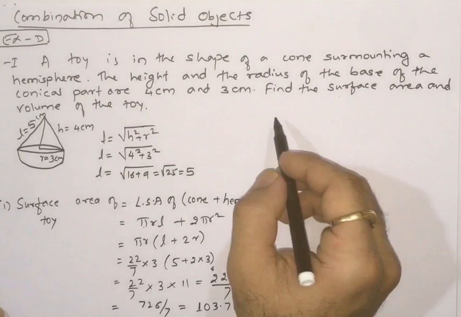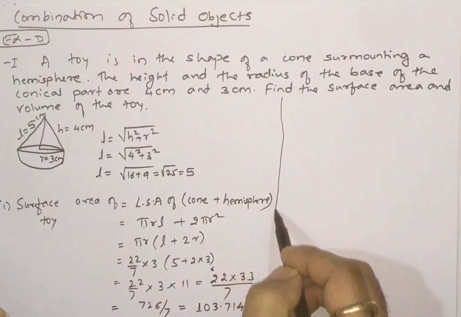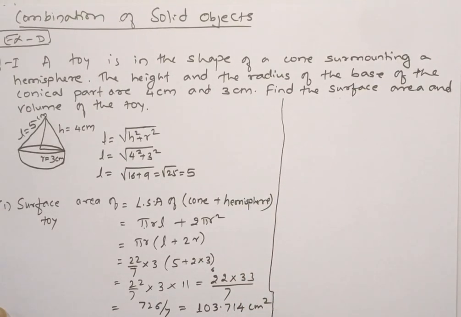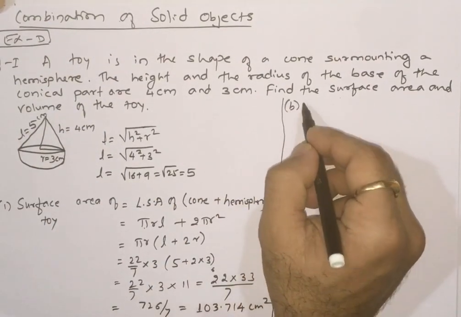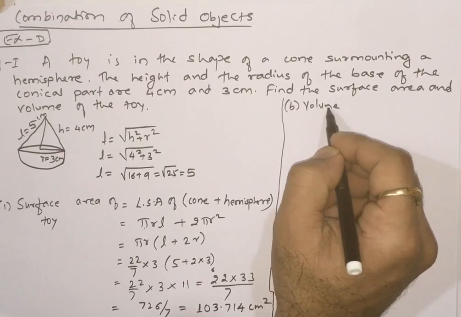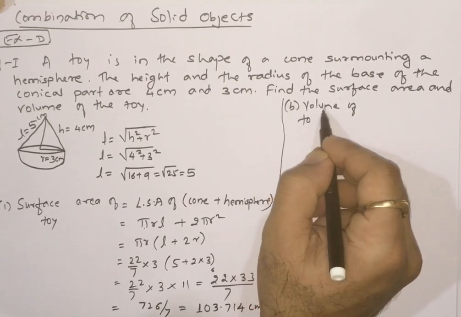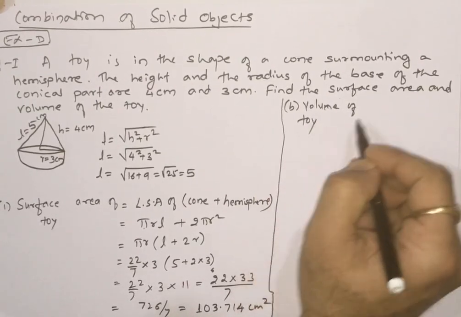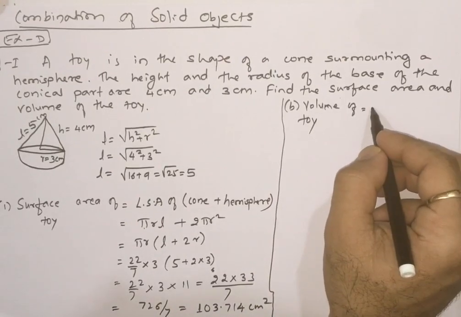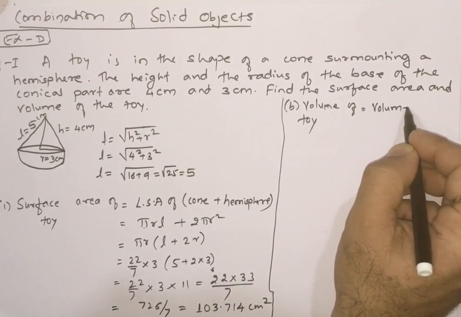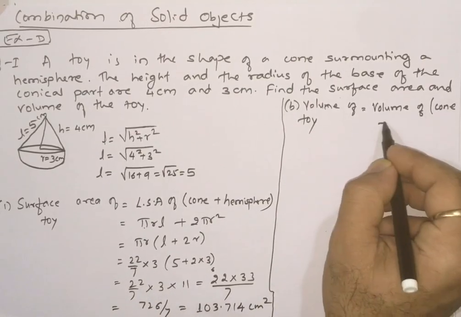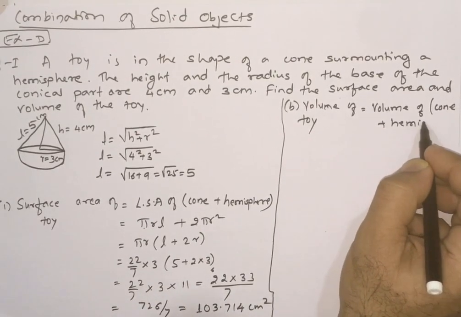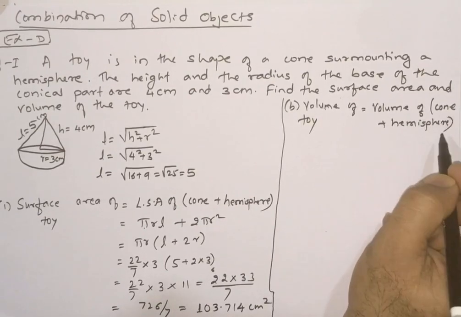So this is the surface area of the toy. Now they asked volume, B part, volume of toy, that is equal to volume of cone plus hemisphere. Correct?